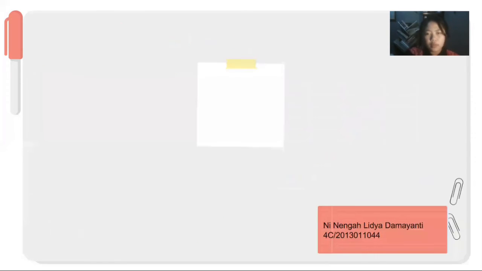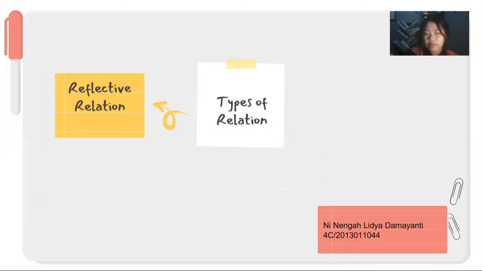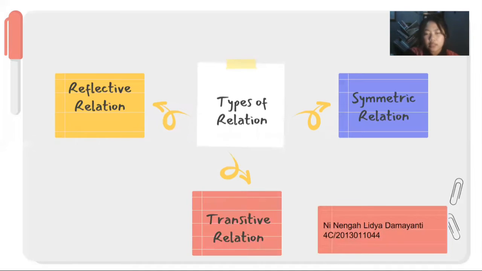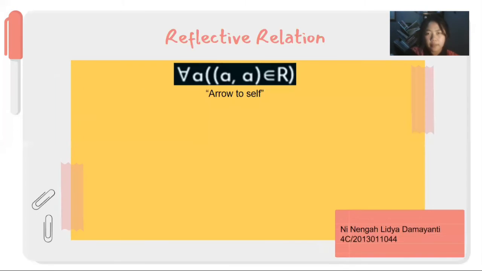And then we move to types of relation. The first one is reflexive relation. The second one is symmetric relation. And the third one is transitive relation. So I will explain the first one, reflexive relation.